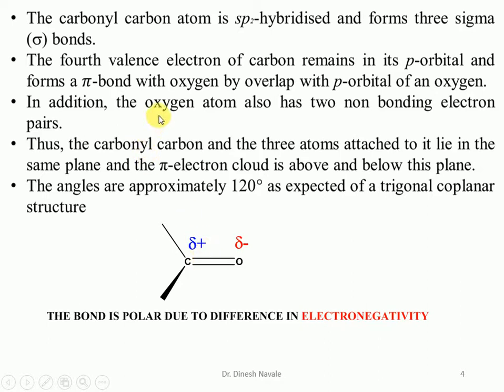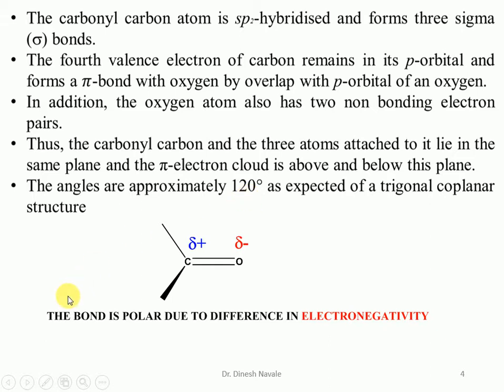In addition, the oxygen atom also has 2 non-bonding electron pairs. Thus, the carbonyl carbon and the 3 atoms attached to it lie in the same plane, and the pi electron cloud is above and below the plane. So the structure is trigonal planar with sp2 hybridization at the carbonyl carbon, and the bond angle will be 120 degrees.